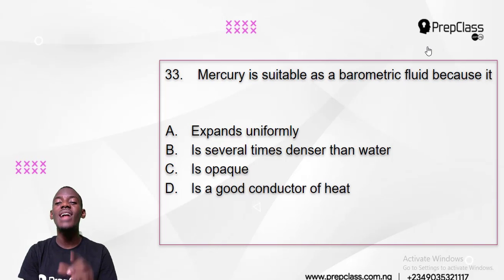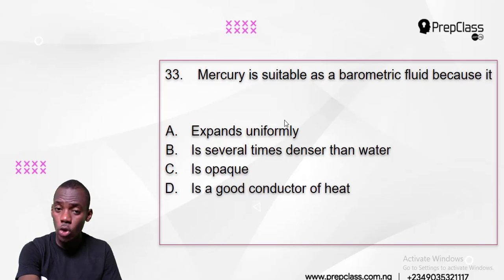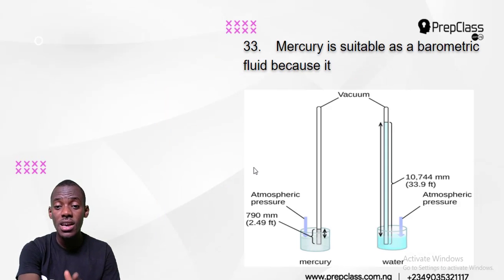But the question says barometer, that means something that affects pressure. Now, which of them has to do with pressure? When something expands, it doesn't directly deal with pressure. When we talk about opaque, it doesn't directly deal with pressure. The reason why mercury is best is because of this drawing. I just use a drawing to explain that.